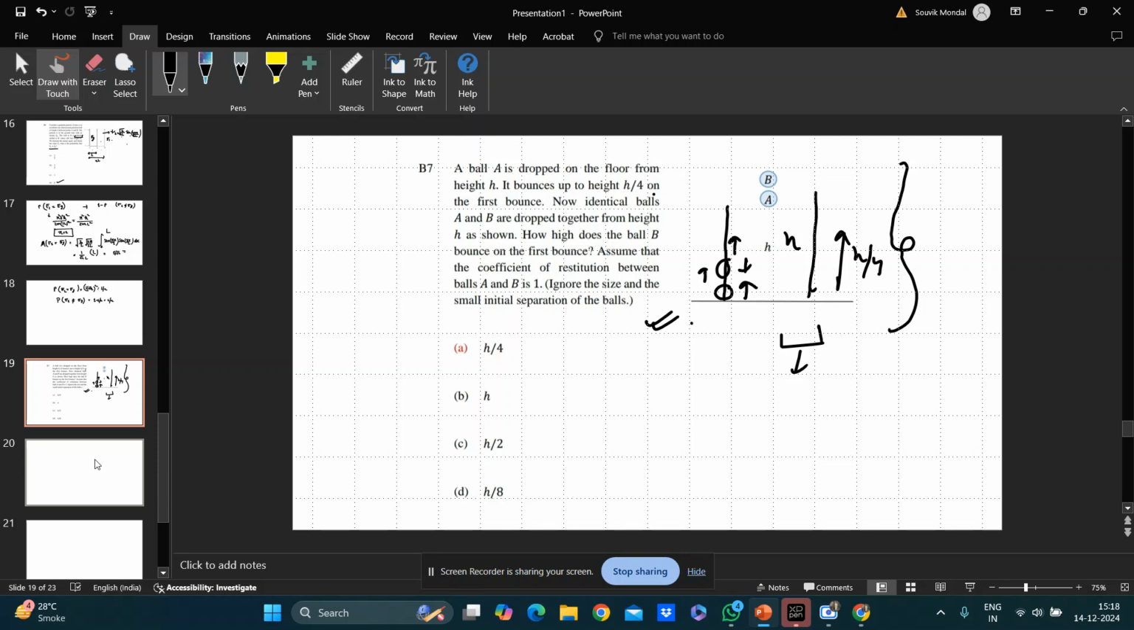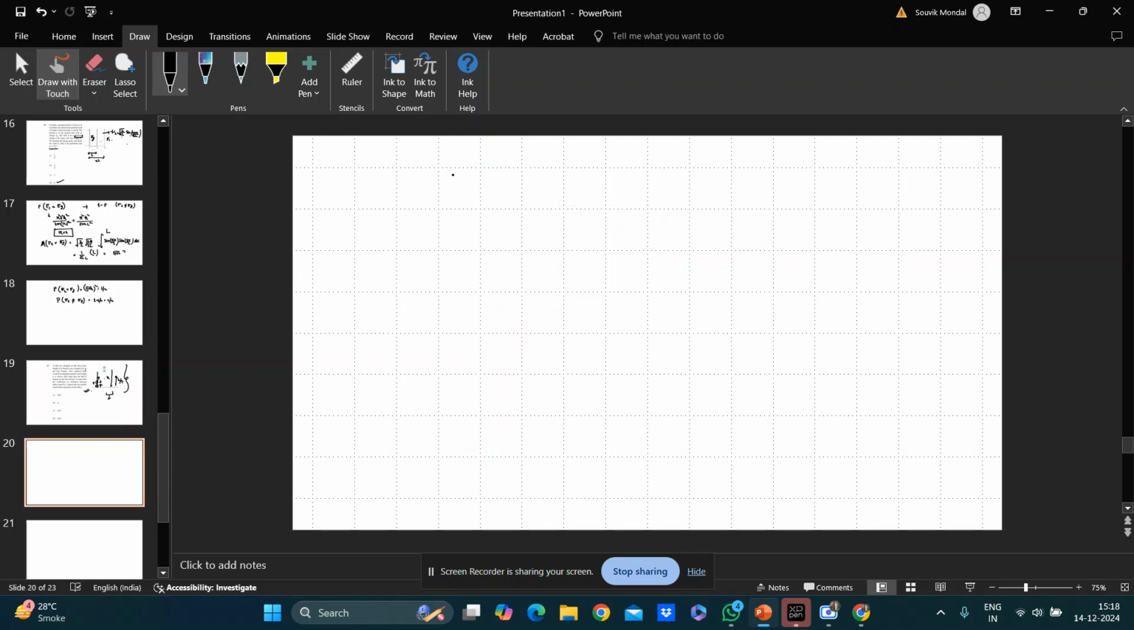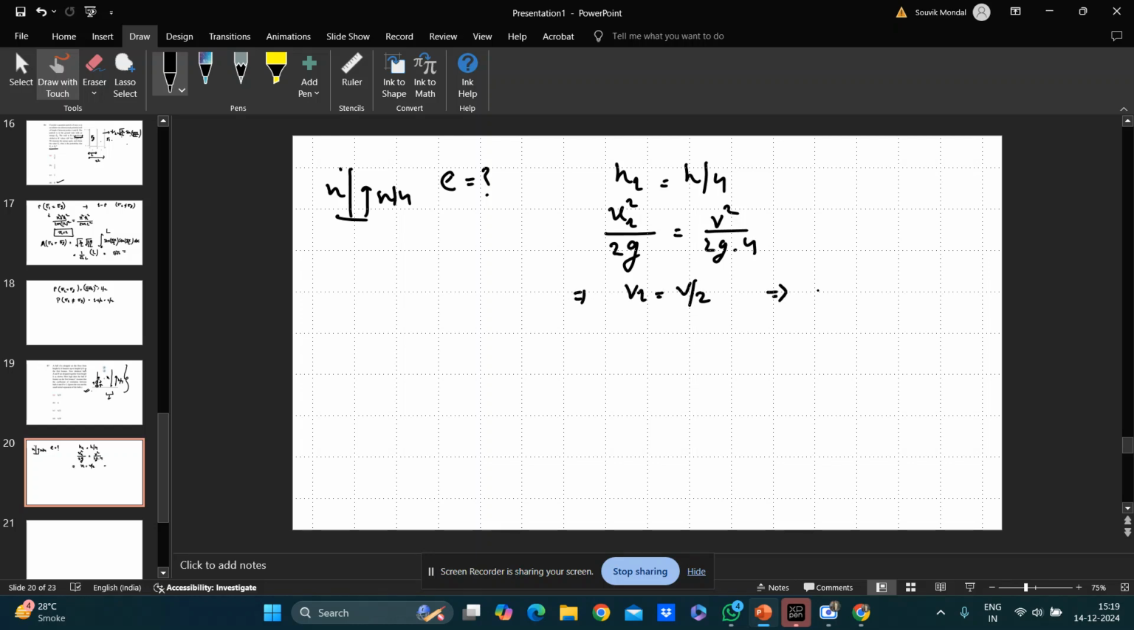First, what is the coefficient of restitution? The height h1 is h by 4 after rebounding. So v1 squared by 2g is equal to v squared by 2g into 4, so v1 is simply v by 2. So e is half, e is 0.5. If it collides with velocity v, it will move up with velocity 0.5 v, and then it will reach h by 4. This is the scenario.